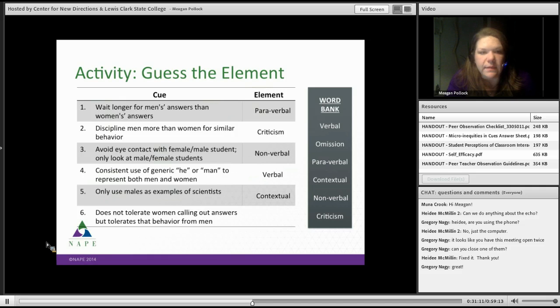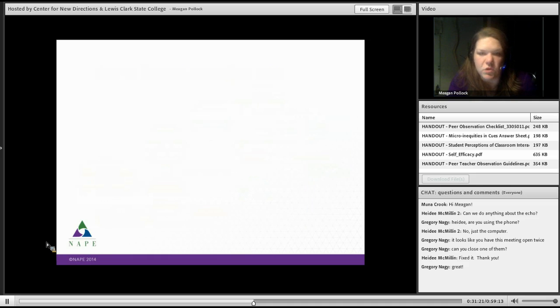Use only males as examples of scientists. That's contextual. And then the last one is that you don't tolerate women calling out answers, but you tolerate that behavior from men. That would be a sign of omission.